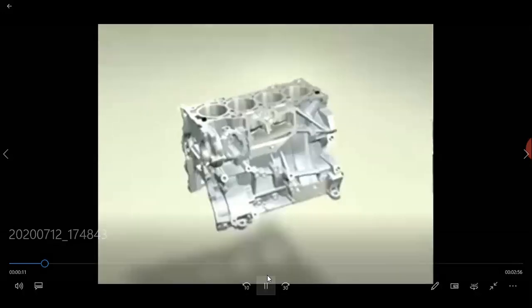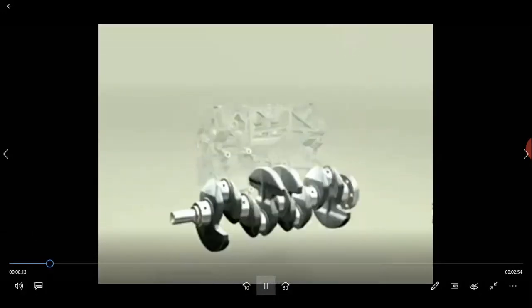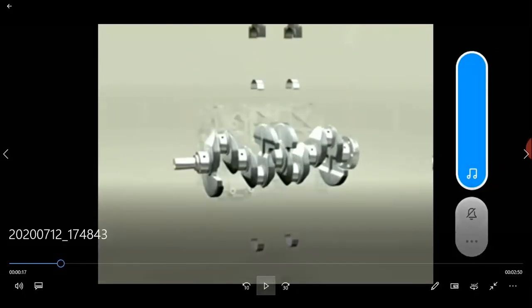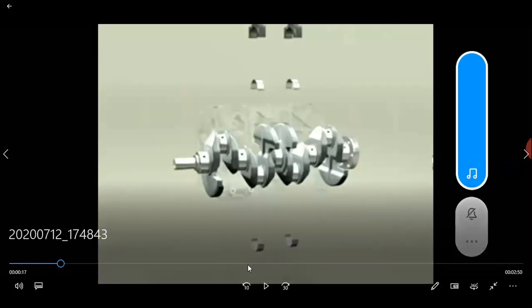So what is happening here? See now, this is the crankshaft. A single structure, a single construction, made with the help of casting. And this is a very heavy part on which the flywheel is fitted. You will see ahead, the flywheel is fitted on it. Then the connecting rods are fitted, and on the connecting rod the piston is there.